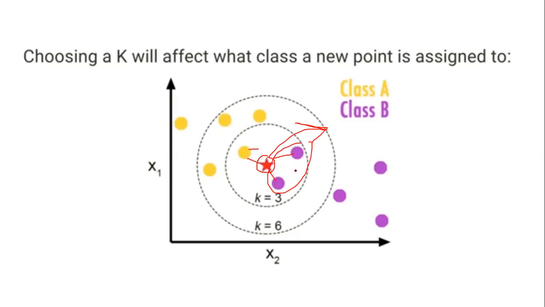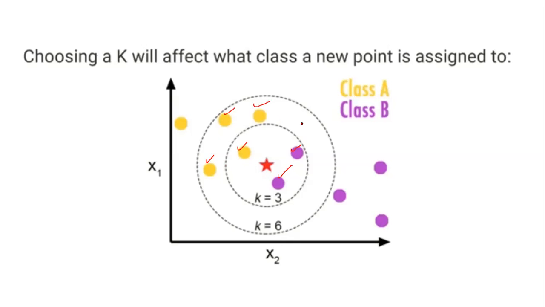But what if I change the number of neighbors to 6? Then the situation changes. Now I am looking at 6 neighbors. The first neighbor and second neighbor are purple, the third neighbor is yellow, the fourth is yellow, the fifth is yellow, and even the sixth is yellow, right?